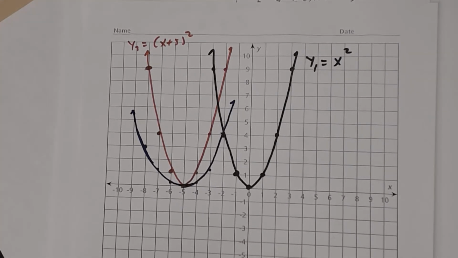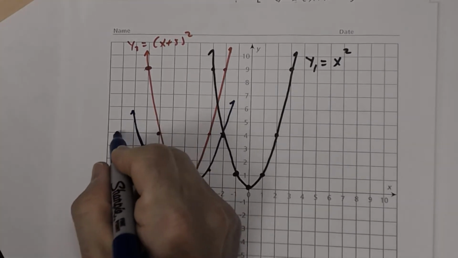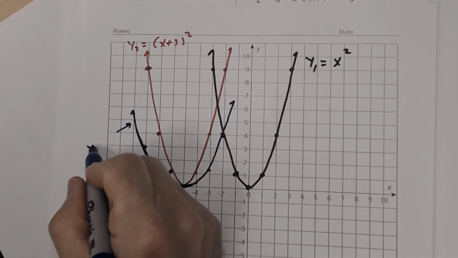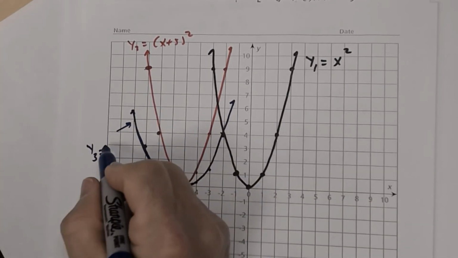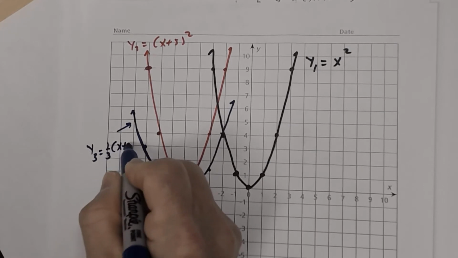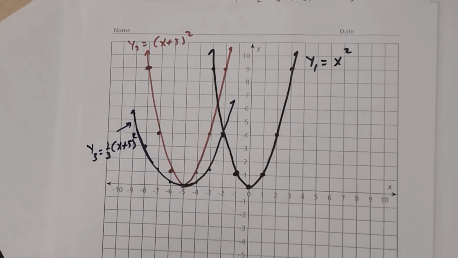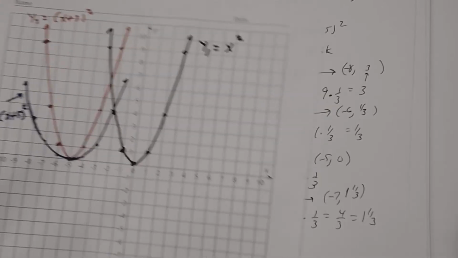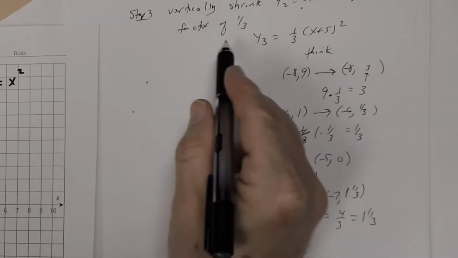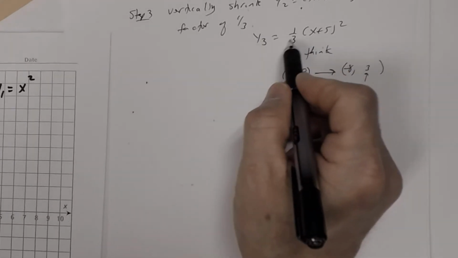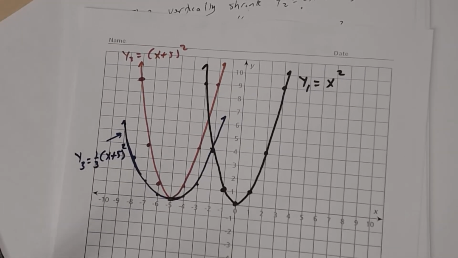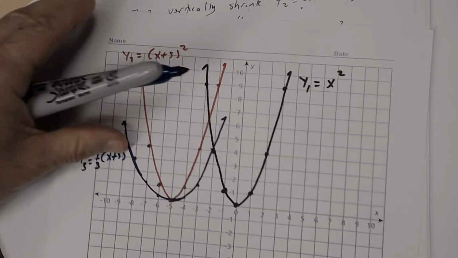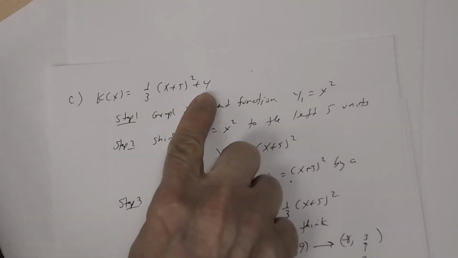So that right here is, let's see, this was y2, so it'd be y3. So y3 equals 1/3 times (x + 5)². So that's what that is. So y3 is this. Okay? And then finally, we only have one thing to do. We're going to take this and shift it up 4 units.